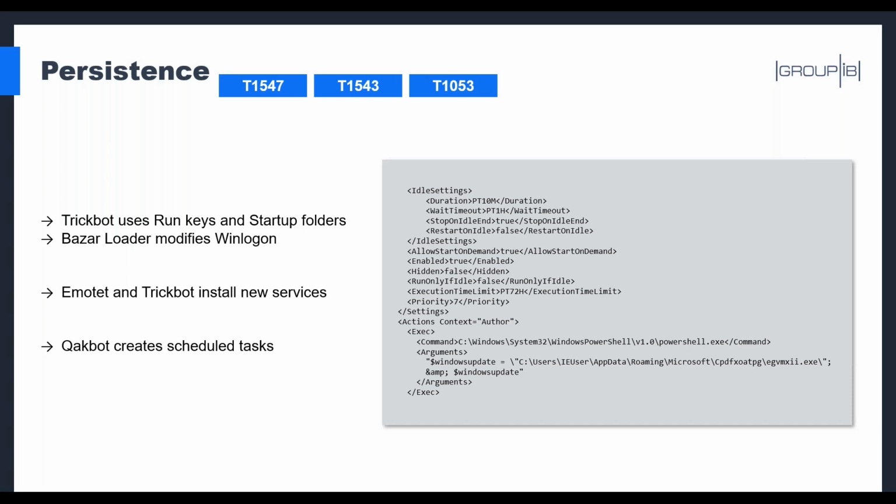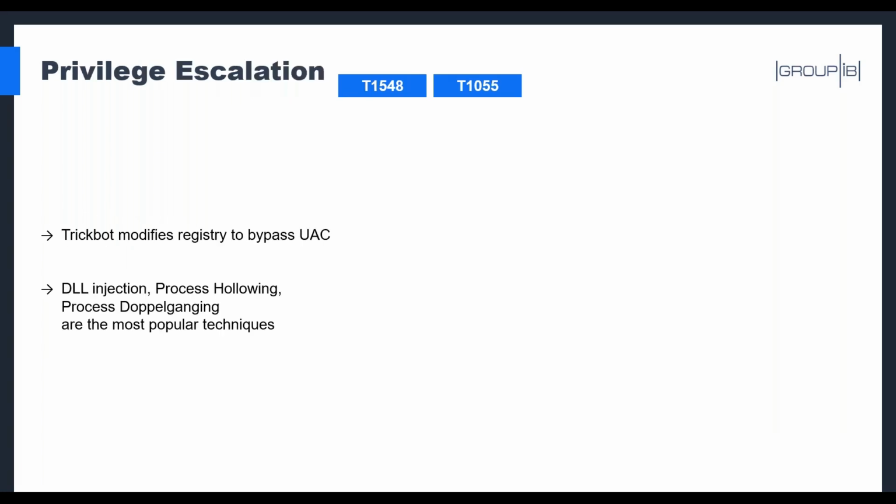Scheduled tasks are also not out of the top, and Qakbot, for example, creates a scheduled task to get persistence. So we can pay attention to these techniques during our express analysis to get some information about persistence mechanisms. The next step is privilege escalation, that also can be used by different botnet families.